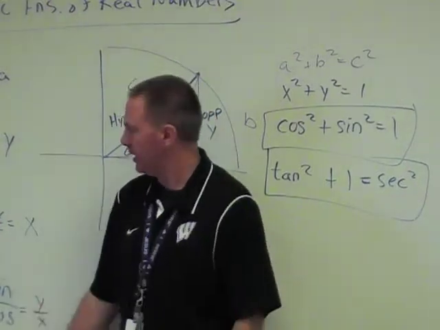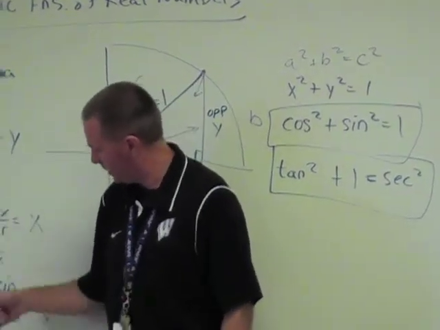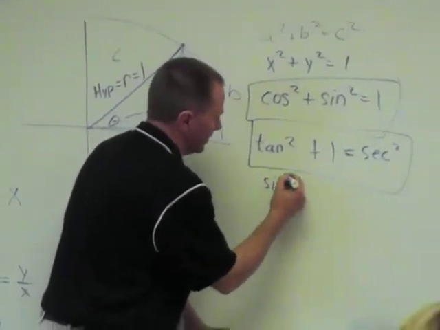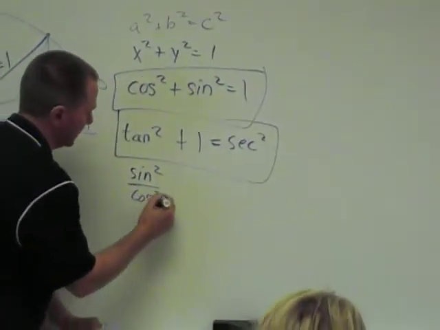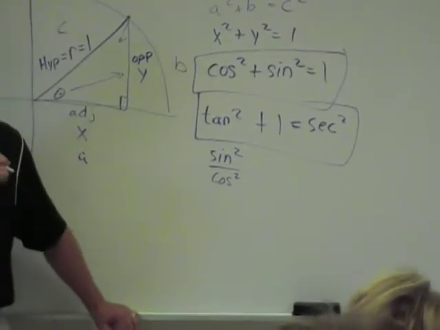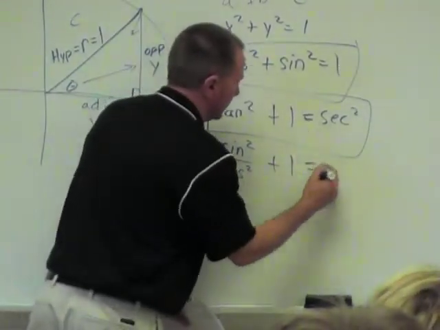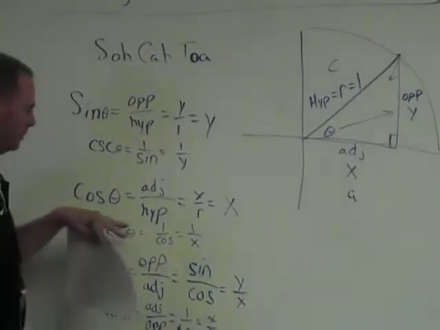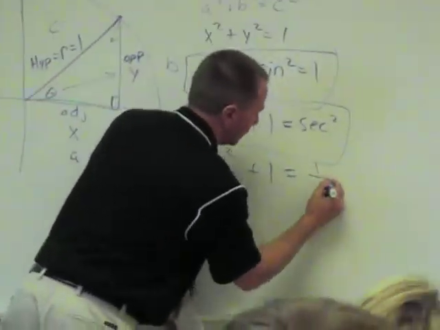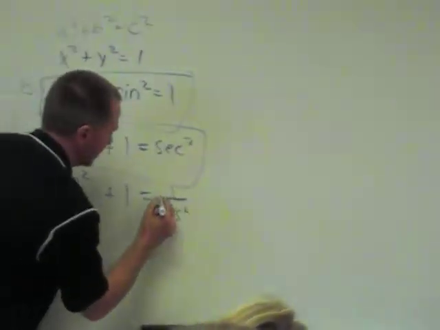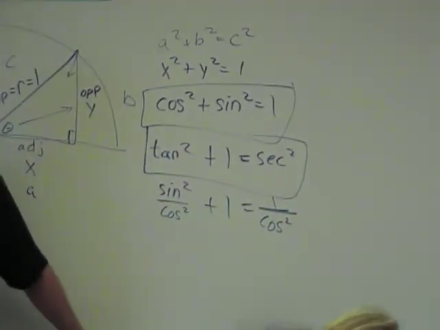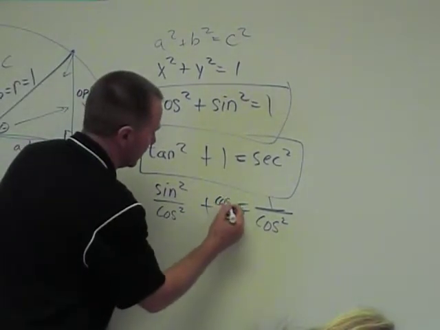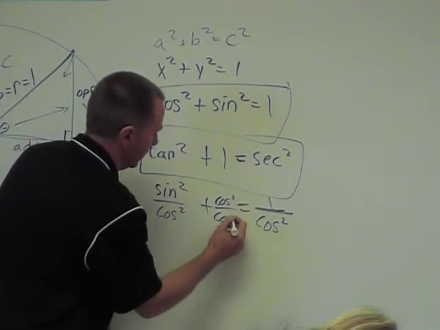Tangent squared is the same thing as sine over cosine, squared. That's sine squared over cosine squared. That's the same thing as tangent squared. Plus 1. Secant is the same thing as 1 over the cosine, so this is 1 over cosine squared. What's my common denominator? Cosine squared. 1 is the same thing as cosine squared over cosine squared.